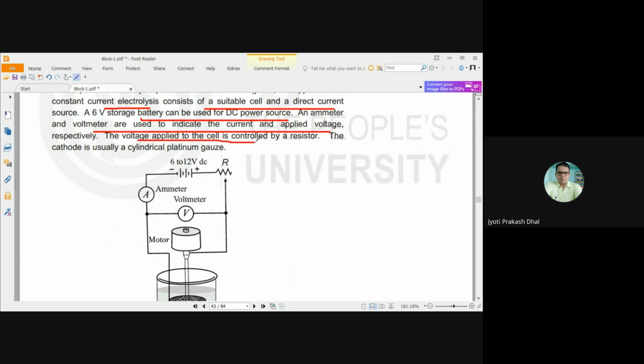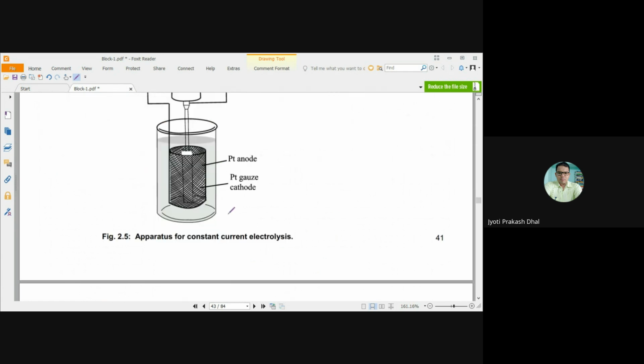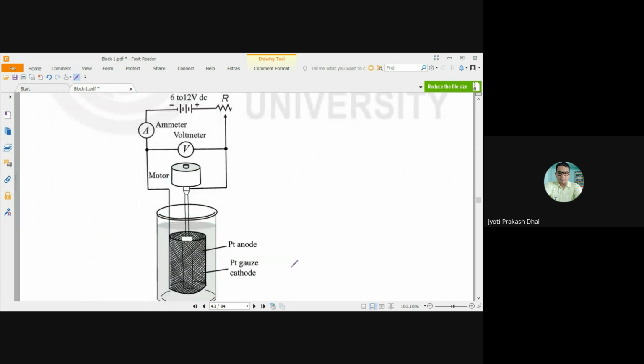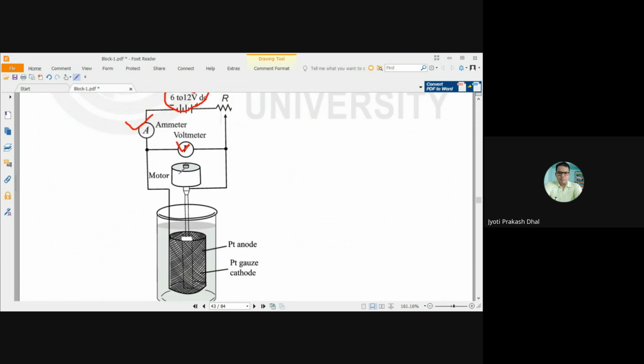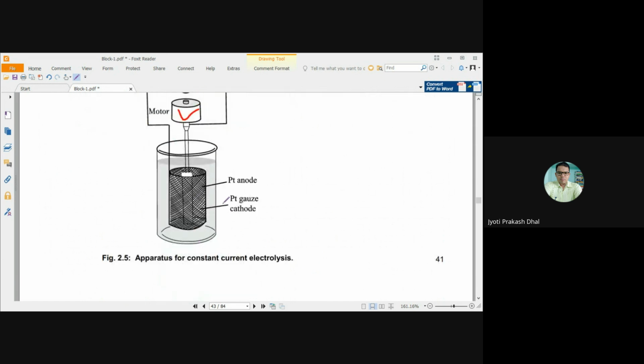The applied voltage to the cell is controlled by the resistor, and the cathode is usually a cylindrical platinum gauze. So here this is the setup of apparatus for constant current electrolysis. This is the circuit diagram of constant current electrolysis. In the circuit diagram you have to supply 6 to 12 volts of direct current, and here are the ammeter and voltmeter, and a resistor is there, with the platinum anode and the platinum gauze cathode. So inside that is the platinum anode, and this is the platinum gauze cathode.